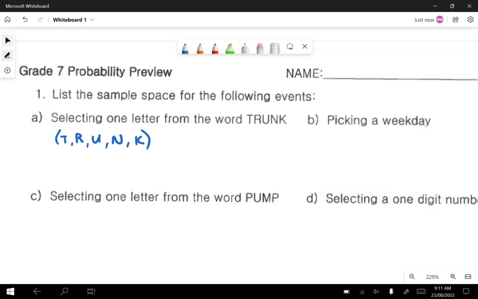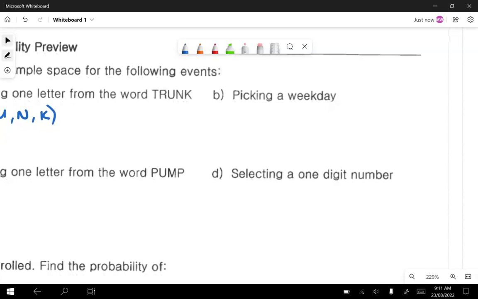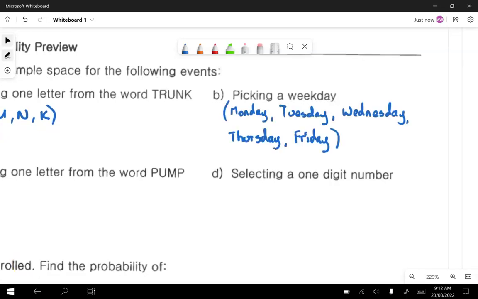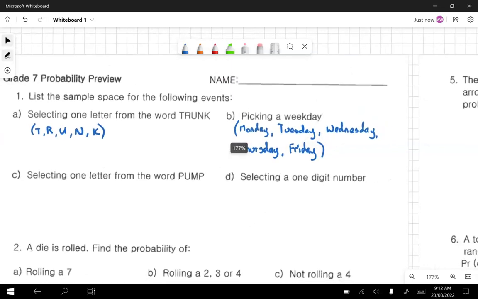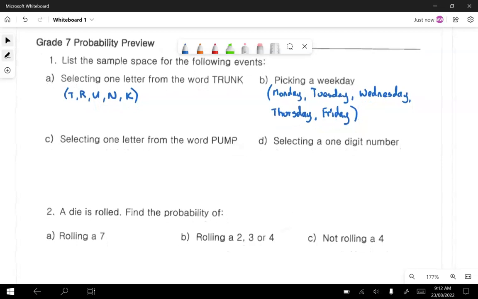Similarly, in the second one, if you are listing the sample space that you are going to pick a weekday, then you might, as you would expect, pick the days Monday, Tuesday, Wednesday, Thursday, or Friday. Remember that Saturday and Sunday are weekend days, so in this question it's asking you just for the weekdays. You might notice as well that I'm putting these in brackets. Make sure you do that. There's a few rules when it comes to probability about how you format your answers.